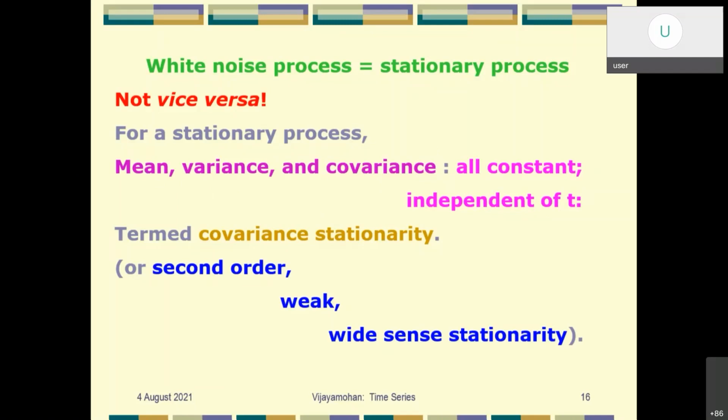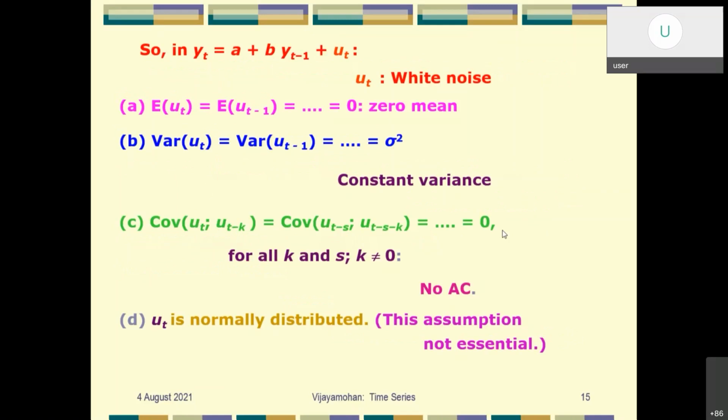It is zero. Okay, you remember this one. See, the covariance is zero for the white noise. It has zero mean, constant variance, and zero covariance. That means there is no autocorrelation.